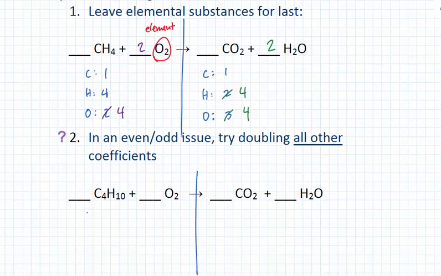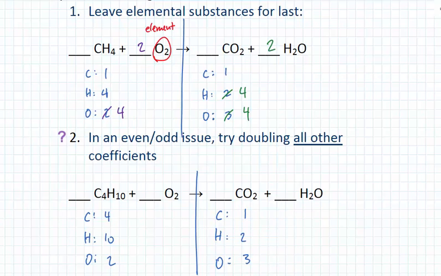Let's count C, H, and O. Total those up. C, H, and O. So C4, H10, O2. 1, 2, 3. Okay? So we're again going to leave O2 for the end, just like we did before. Let's start with C. Could start with H. Okay?